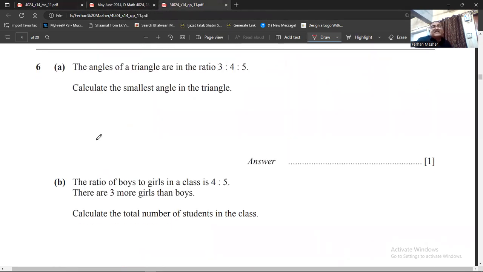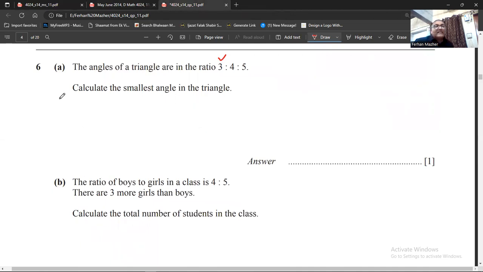Question number 6, A part. The angles of a triangle are in the ratio 3:4:5. Calculate the smallest angle in the triangle. So you can see I can find the smallest angle. This one is the smallest angle. The sum of the ratio will be 12.